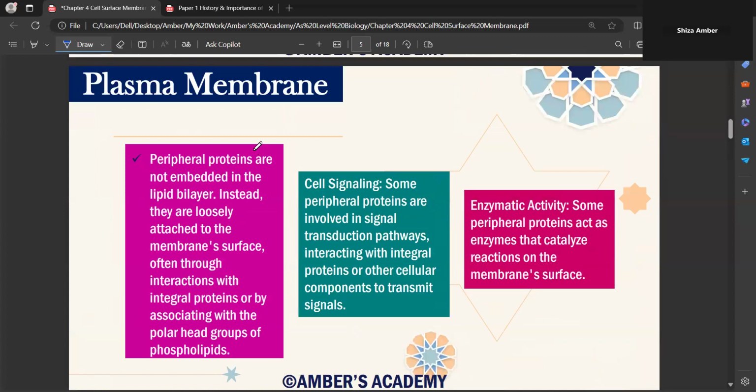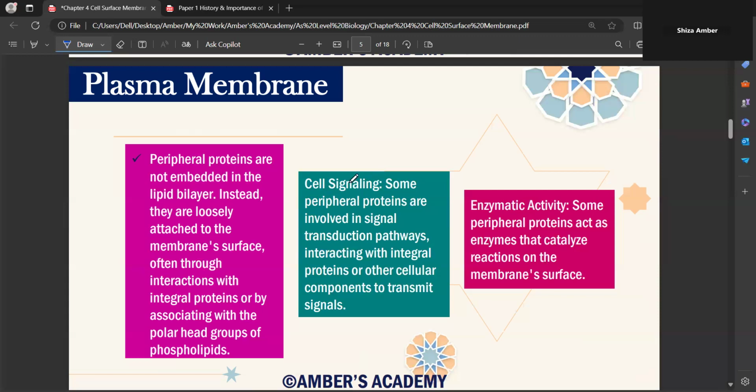Now let's discuss peripheral proteins. These are your extrinsic proteins as well. They are not embedded into the lipid bilayer. They are on the surface of the cell membrane, not inside. Instead, they are loosely attached to the membrane surface, often through interactions with integral proteins or by associating with the polar head groups of phospholipids. So they're just telling you the position of extrinsic proteins, that they are not deeply embedded inside the cell membrane. Rather, they are loosely placed over the membrane.